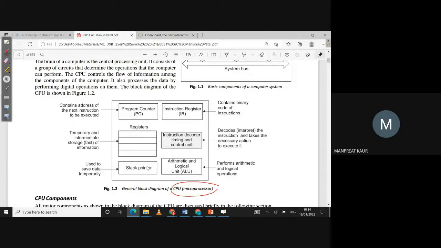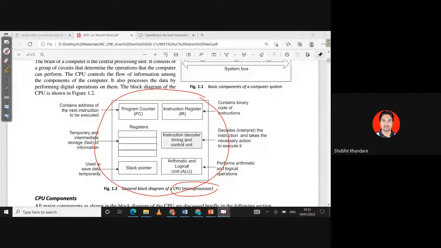Yes, sir. Okay. Now when you talk about the CPU, actually I'm talking about the microprocessor. And whenever you talk about the microprocessor, you are talking about the CPU. तो आपको ये जो दिख रहा है ना, this is a CPU. This is a CPU, Central Processing Unit.